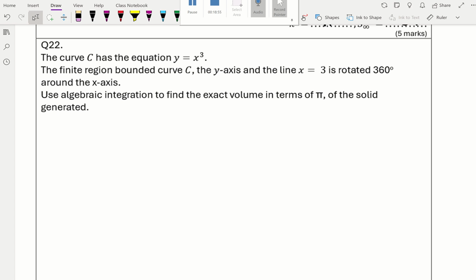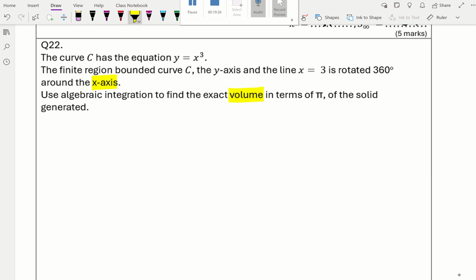Question 22 says the curve C has the equation y equals x cubed. The finite region bounded by the curve C and the y-axis and the line x equals 3 is rotated 360 degrees about the x-axis. Use algebraic integration to find the exact volume in terms of pi of the solid generated.